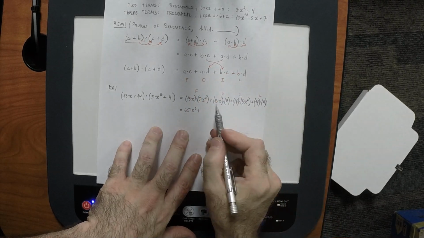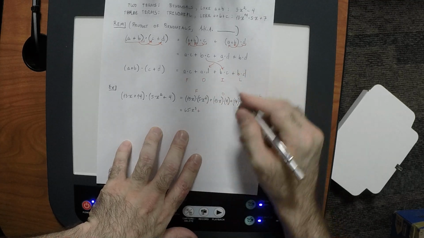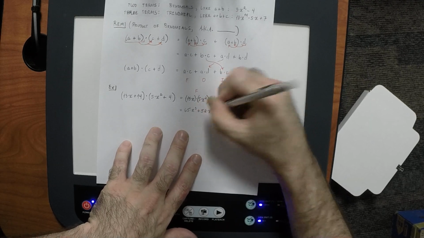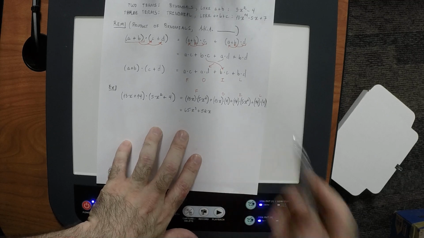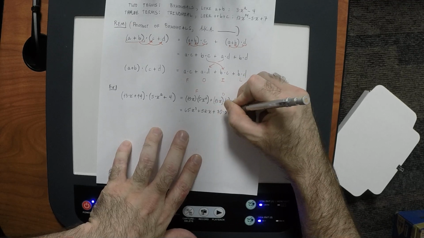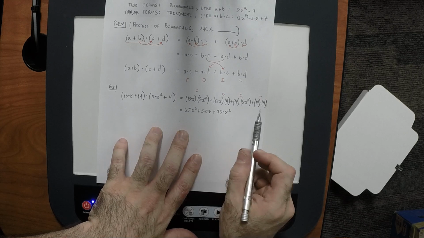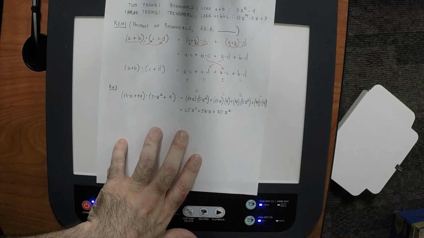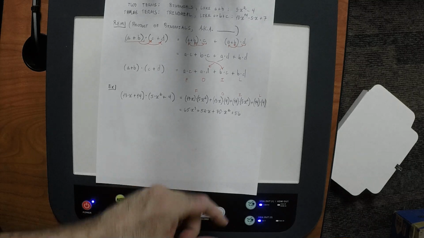Again, 13 and 4 would be 40 and 12, right? So that'd be 52x. Here, this would be 50 and 20, so that'd be 70x squared. And then these together, that'd be what? 40 and 16 would be 56.